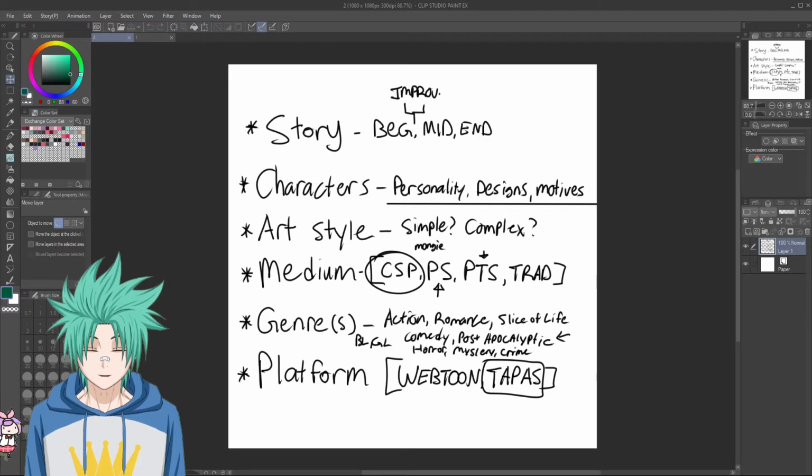I only know of two platforms that are at least very reliable. You have, of course, Webtoon themselves, Line Webtoon, and then you have Tapas. Now, I love both platforms. They've treated me very well. I will say that Webtoon has much more traffic than Tapas. A lot more people read on Webtoon just because it's more popular these days. But that doesn't mean Tapas isn't good. Tapas is amazing.